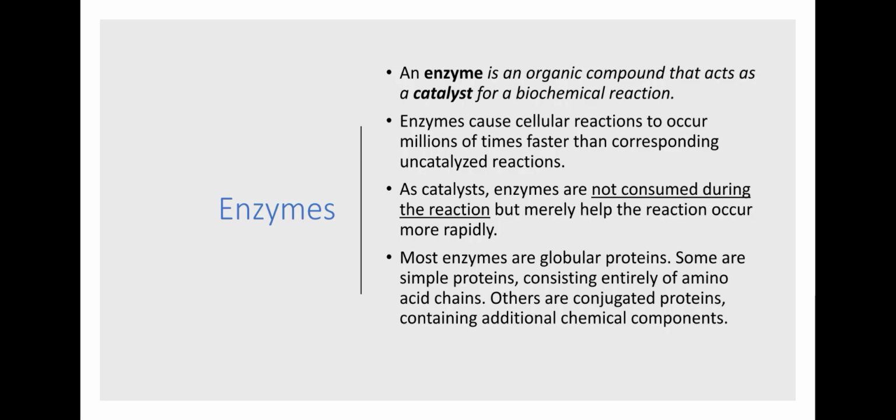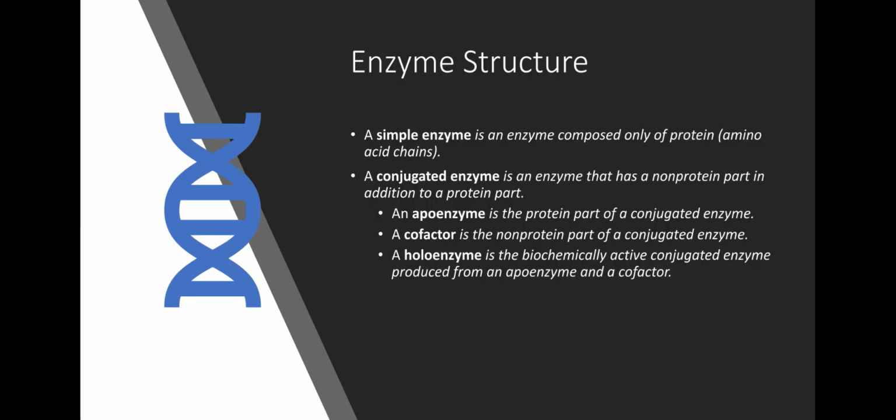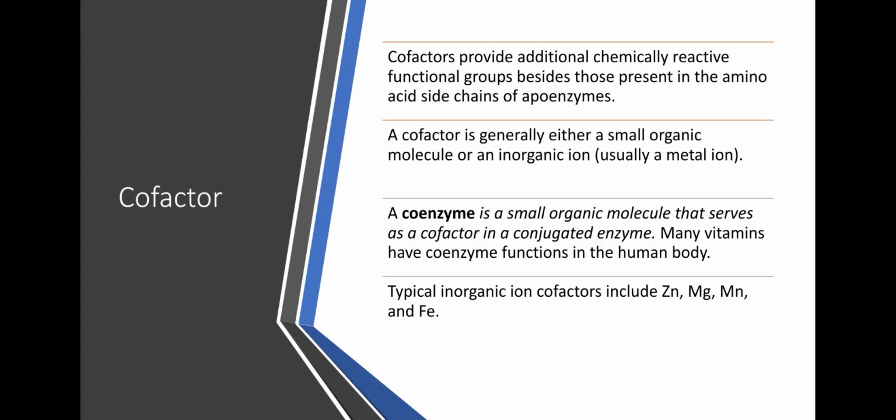There are two main types of enzyme structure: a simple enzyme and a conjugated enzyme. A simple enzyme is composed only of proteins or amino acid chains, while a conjugated enzyme has a non-protein and additional protein part. The protein part is known as the apoenzyme, while the non-protein part is known as the cofactor. The holoenzyme is the biochemically active conjugated enzyme produced from the apoenzyme and a cofactor. Take note that by itself, neither the protein nor the non-protein portion of a conjugated enzyme has a catalytic property.